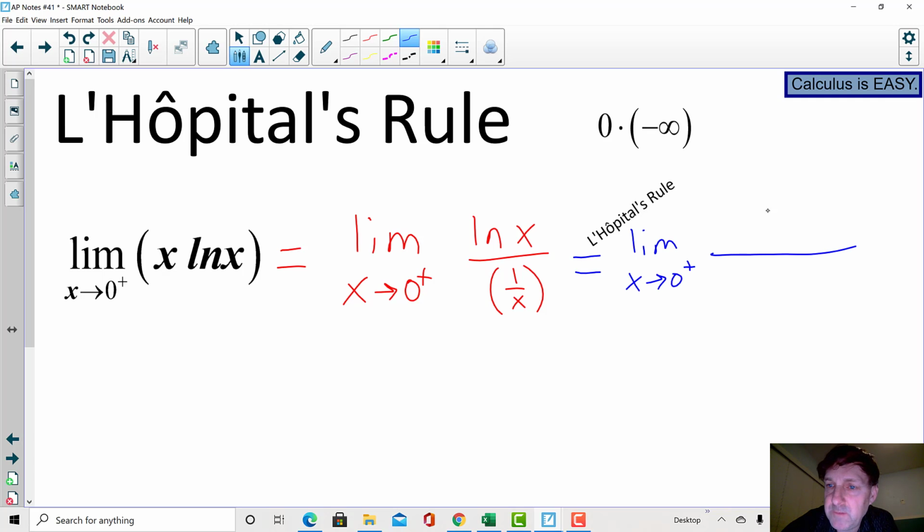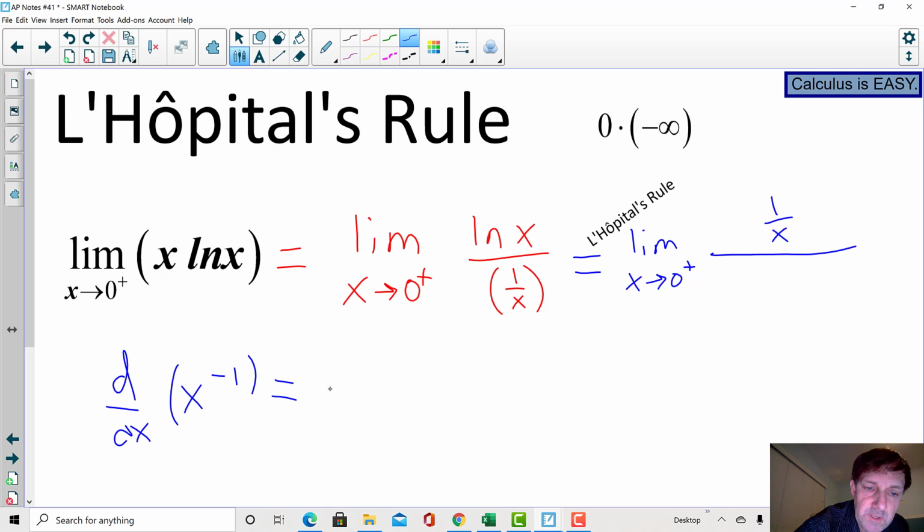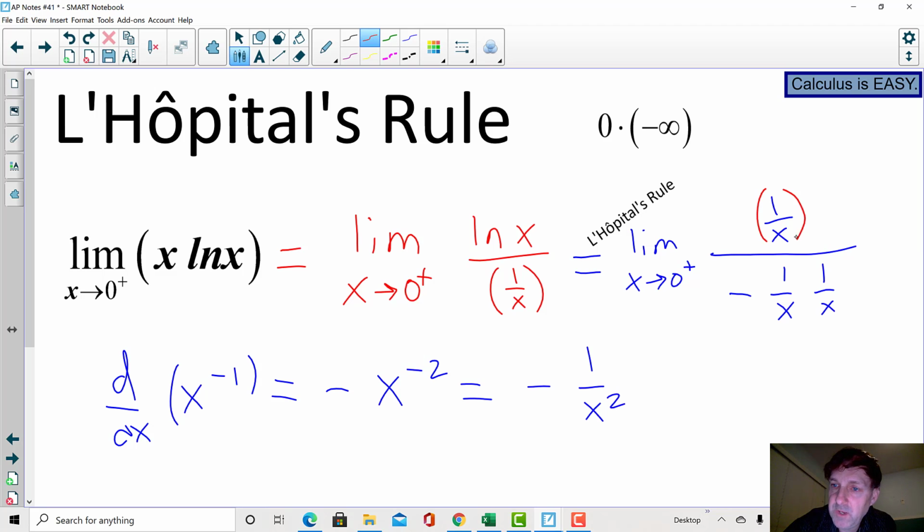The derivative of the top is going to give me 1 over x. The derivative of the bottom is going to give me negative x to the -2. And so that's -1 over x squared. I think you can see that we can cancel one of these. And if we multiply the top and the bottom by x, we're going to get -x.